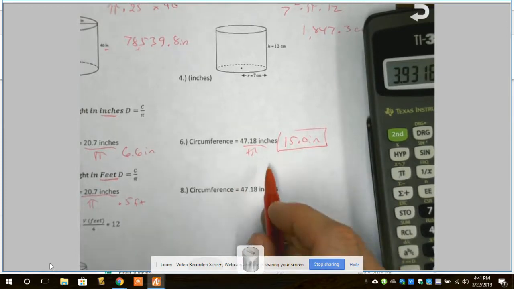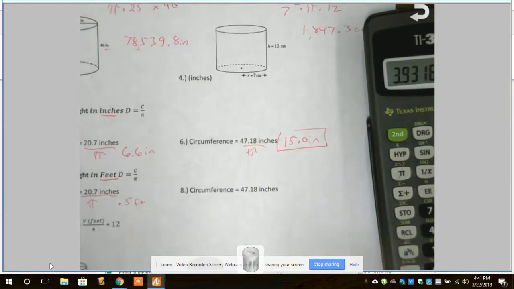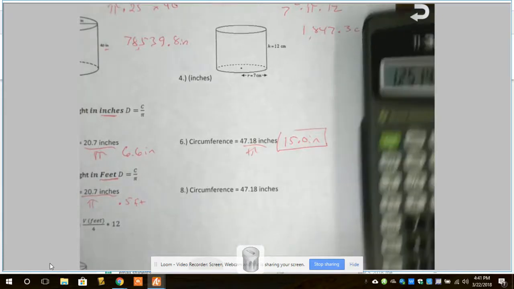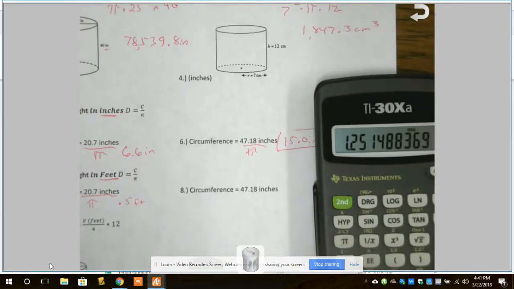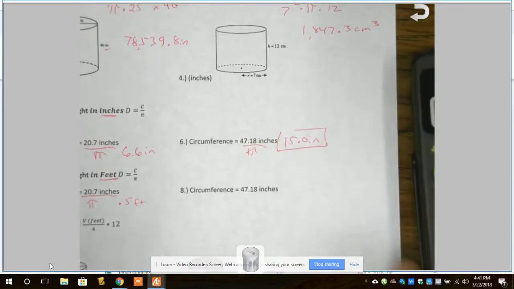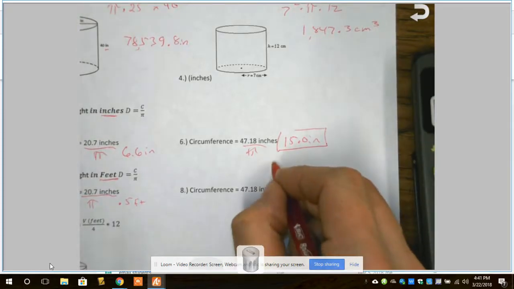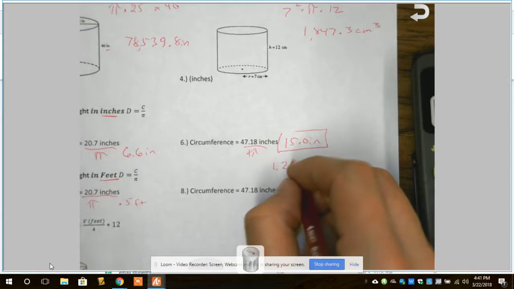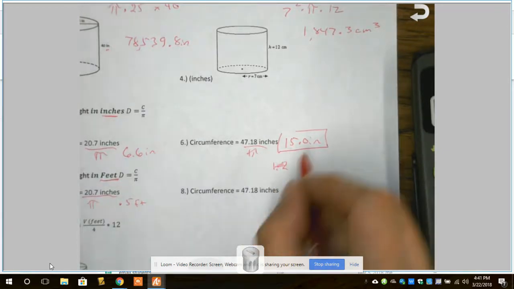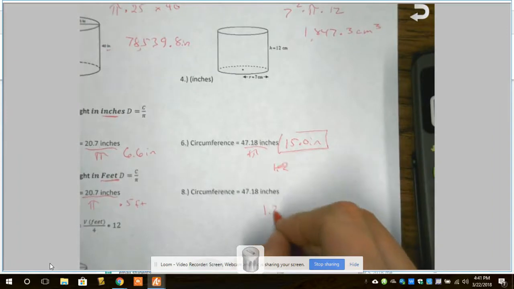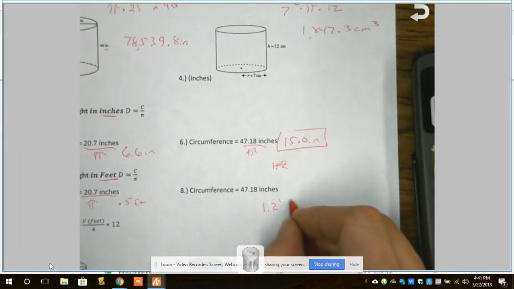Now that does the same thing. So 3.9 feet, I want to divide it by pi. I end up with 1.2 feet. Oh, sorry, that should have been inches, but that's okay. I'll do that one here. So there's 1.2 feet.